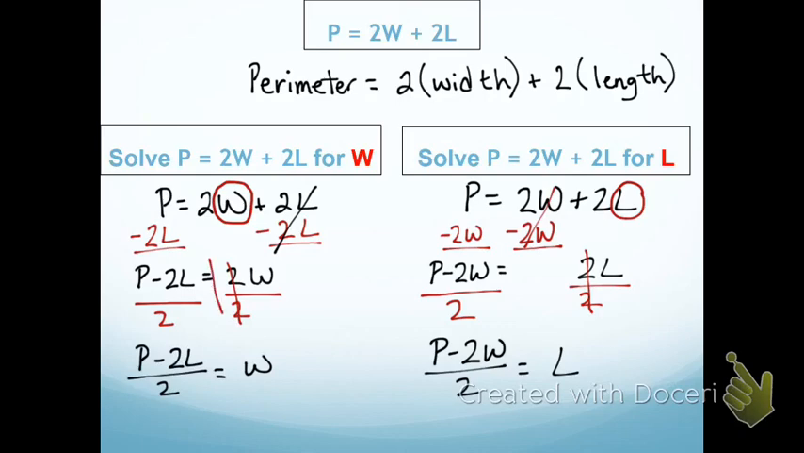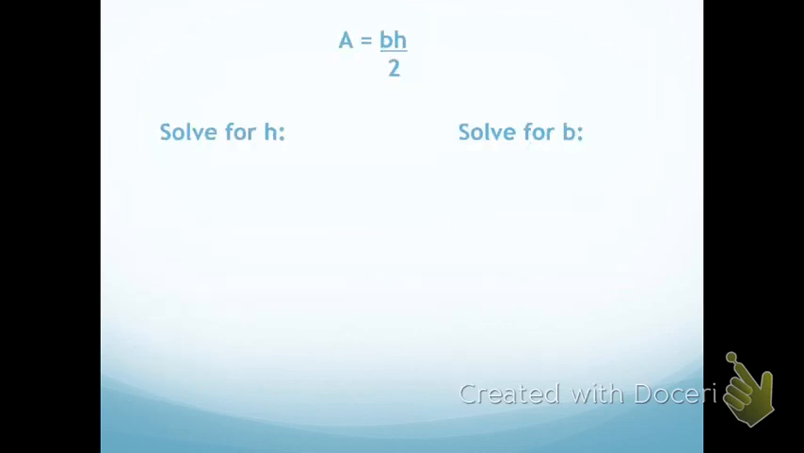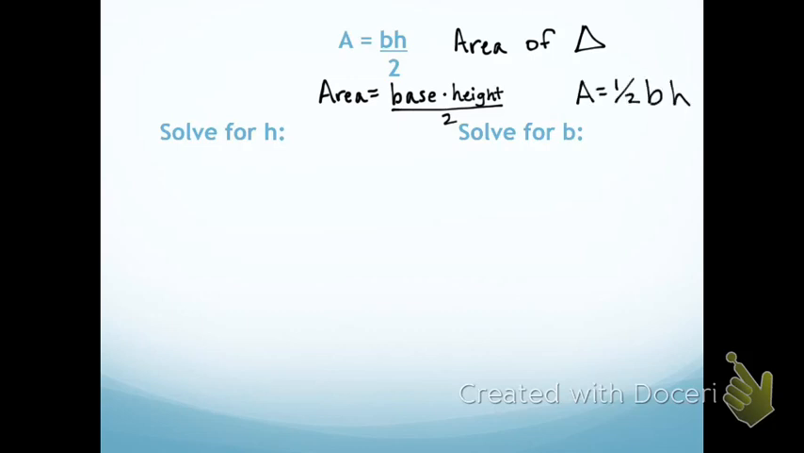Here's our last formula. A equals BH over 2. This one allows you to find the area of a triangle. So area is equal to base times height divided by 2. Another way you might have seen this is area equals 1/2 base times height. Both of these different ways are appropriate or correct to write. So it says solve for h.